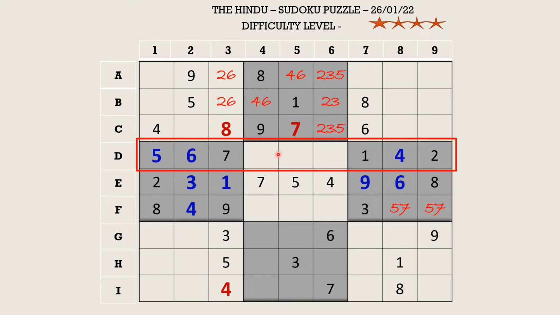Let's try to fill row D. Now you have this 3 in second block which blocks these two cells. Now there is a 3 in column 5 which blocks these two cells and there is a 3 in row F which blocks this cell. So D4 takes 3 and there are 2 more cells left and they take 8, 9 pair.